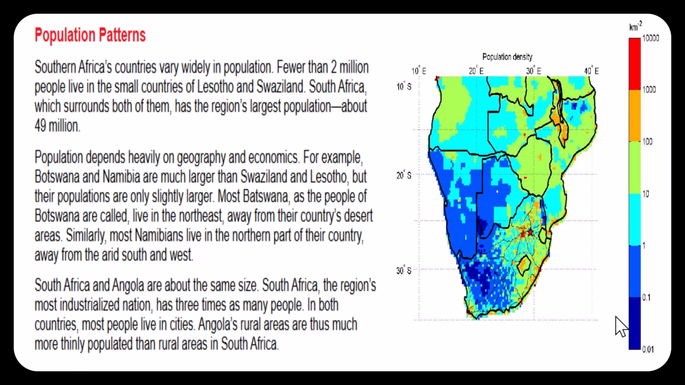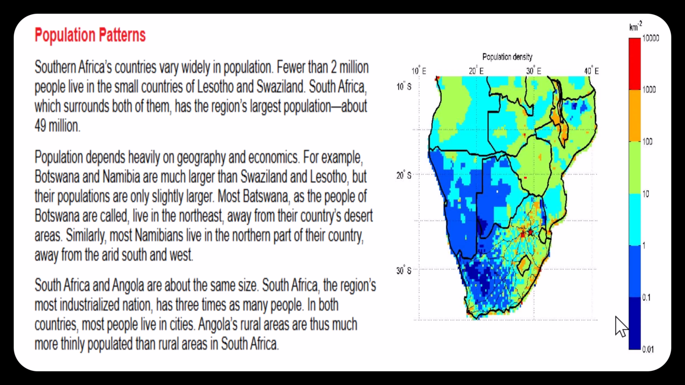Population patterns. Southern Africa's countries vary widely in population. Fewer than 2 million people live in the small countries of Lesotho and Swaziland. South Africa, which surrounds both of them, has the region's largest population, about 49 million. Population depends heavily on geography and economics.